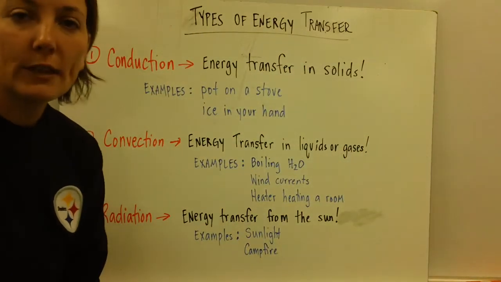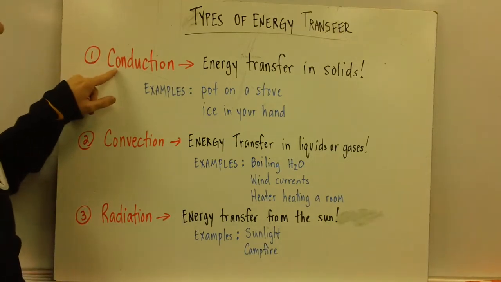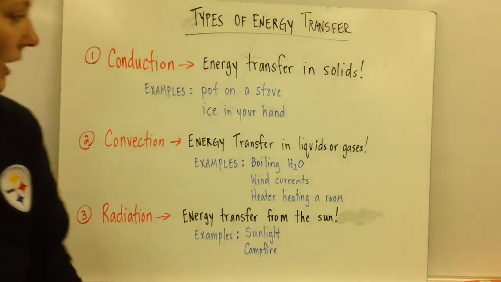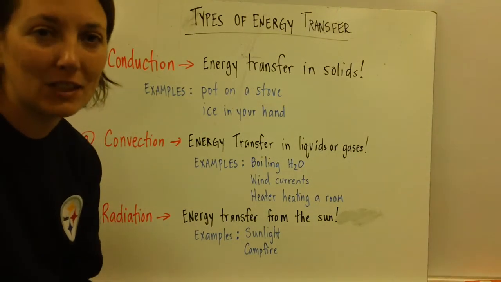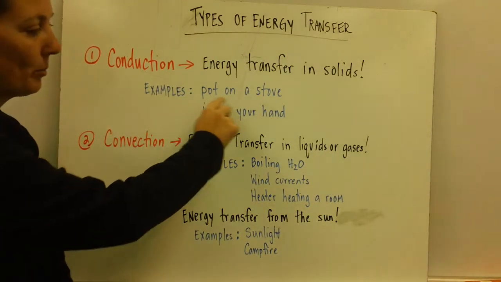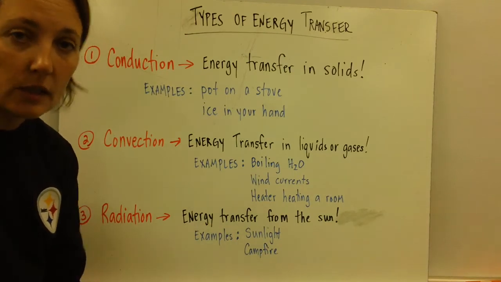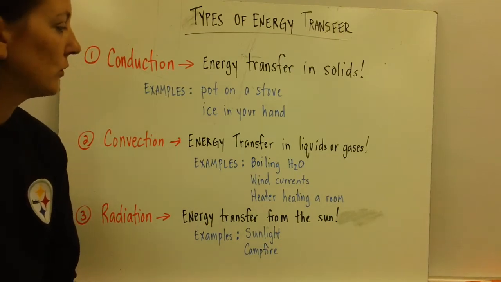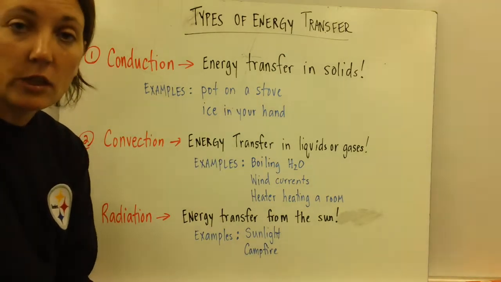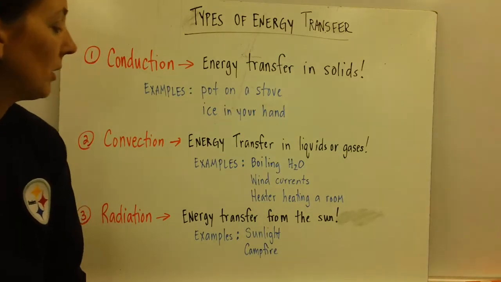All right, there are three different types of energy transfer. The first of which is called conduction. This is how energy transfers between two solids. Okay, there actually has to be physical touch involved. Some examples that we'll talk a lot about: if I put a pot on the stove and the stove and pot are physically touching, that's solid to solid, the energy transfers from the stove to the pot. Or if I put ice cubes in my hand, that's solid touching solid, the energy from my hand will move towards the ice cubes, which will eventually melt them.